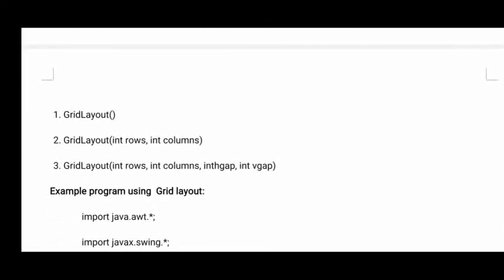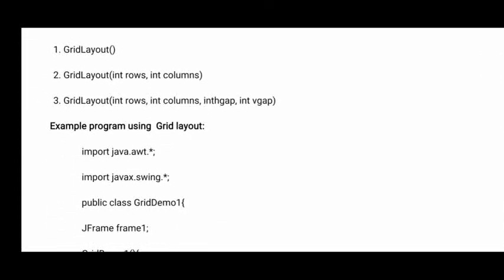The first one is the default constructor, GridLayout. The second one is GridLayout with int rows and int columns, meaning how many rows and how many columns you want in that frame, which you can give. The third one is GridLayout with int rows, int columns, and the int horizontal gap and vertical gap between components.